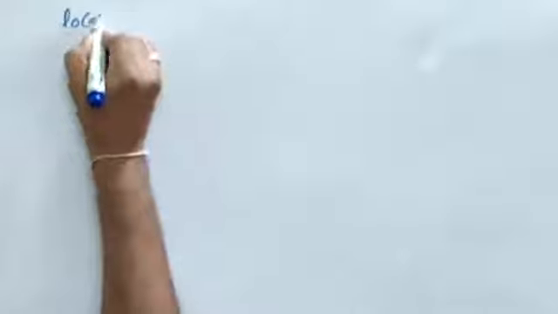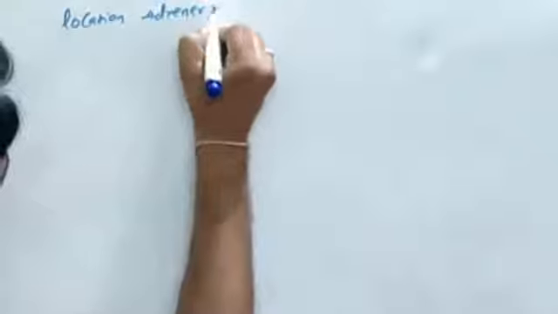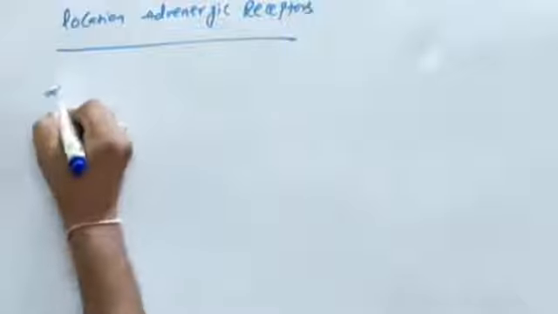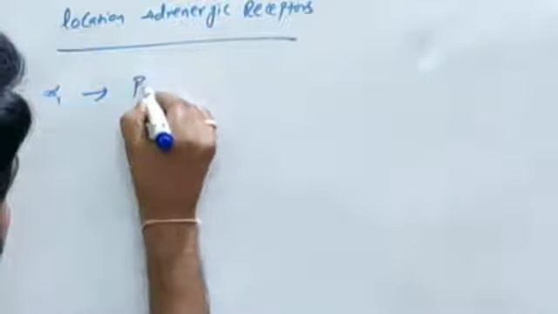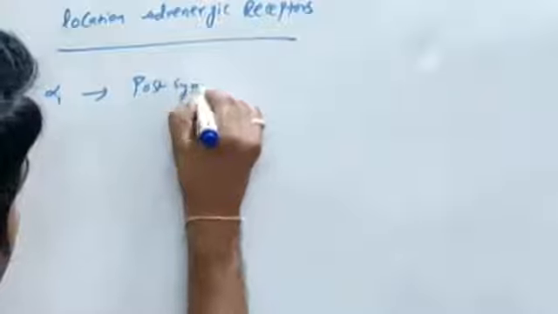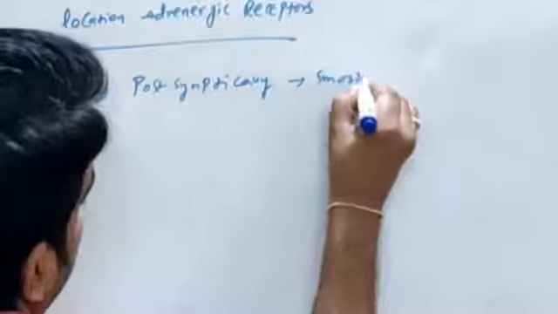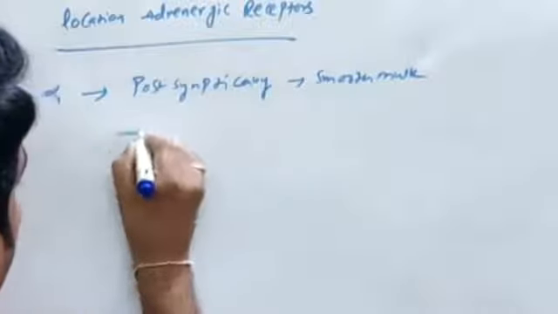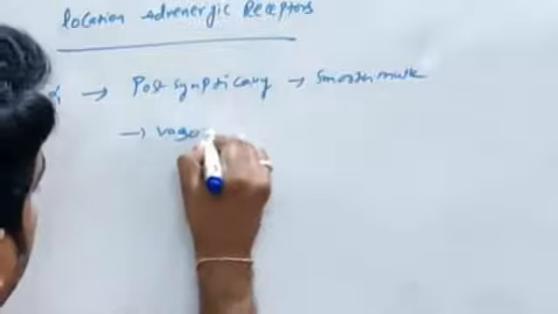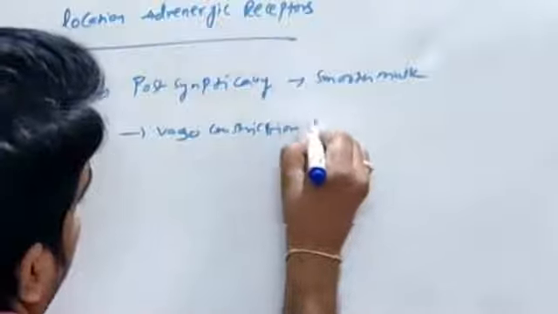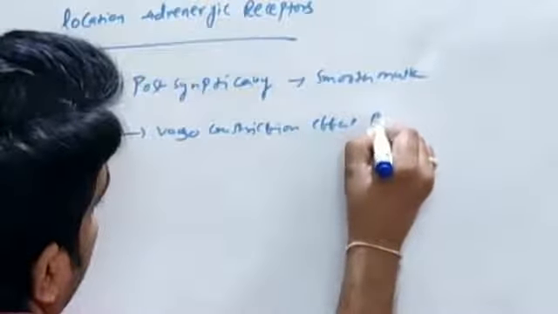Location of the adrenergic receptors. The first one, alpha 1 receptors, are present postsynaptically. They are present mainly in smooth muscles. Vasoconstriction effect of the blood vessels, which increases blood pressure, causing hypertension.